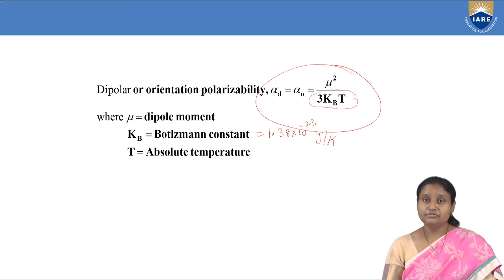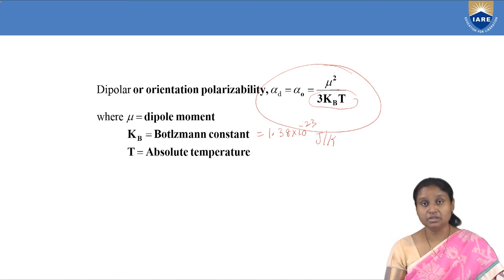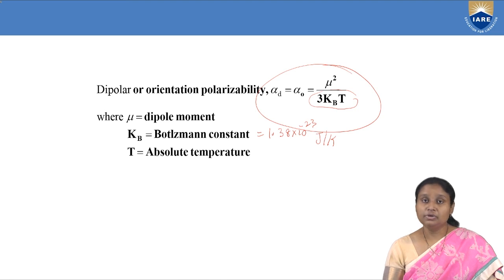So this is about the different types of polarization occurring depending upon what type of dielectric material is subjected to an electric field. So with this, I am going to end my session here.